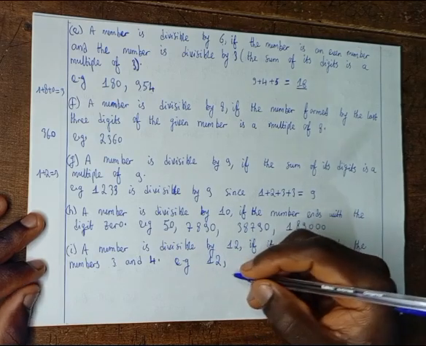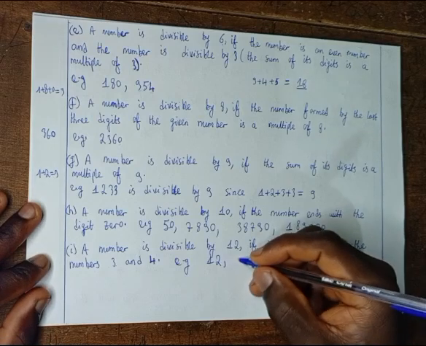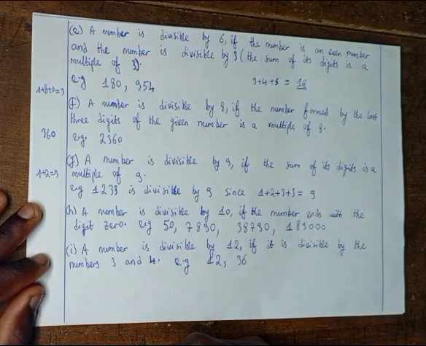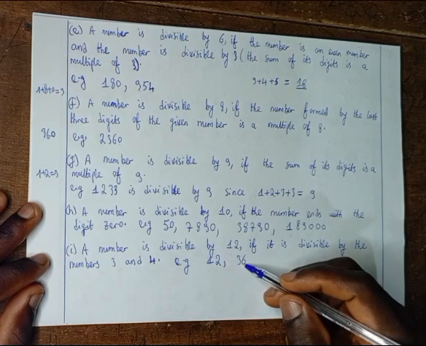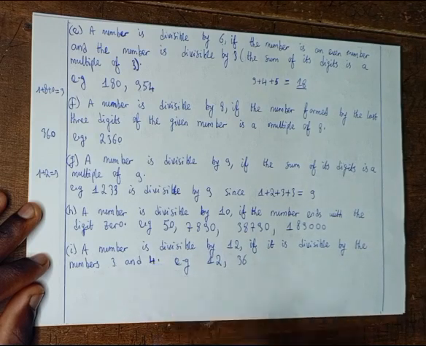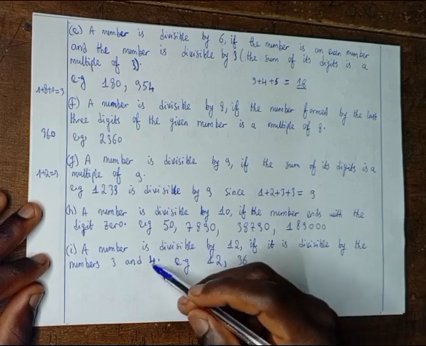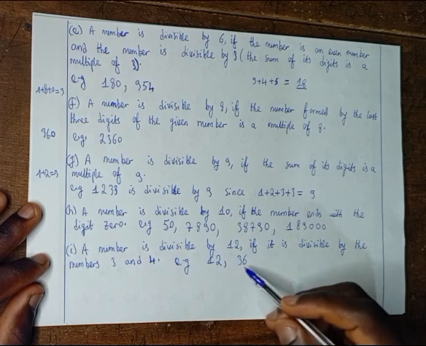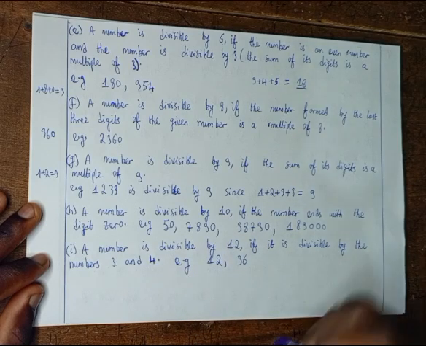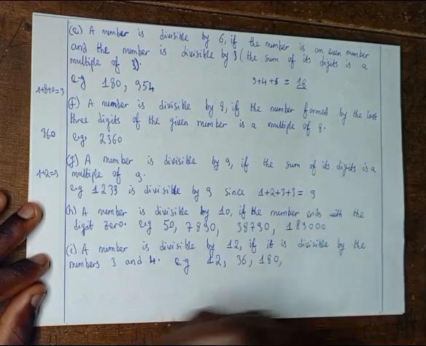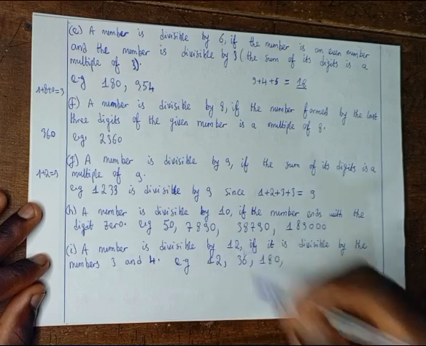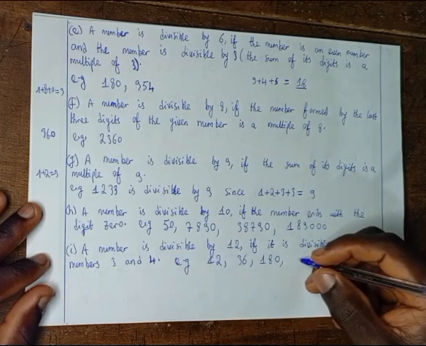The next, if you take the number 36, 36 is divisible by 12 because 36 is divisible by both 3 and 4. If you sum the digits of 36, it gives 9, which is a multiple of 3. The number 36 is a multiple of 4. We conclude it is therefore divisible by 12. The next, we take the number 180, divisible by both 3 and 4. Therefore divisible by 12.